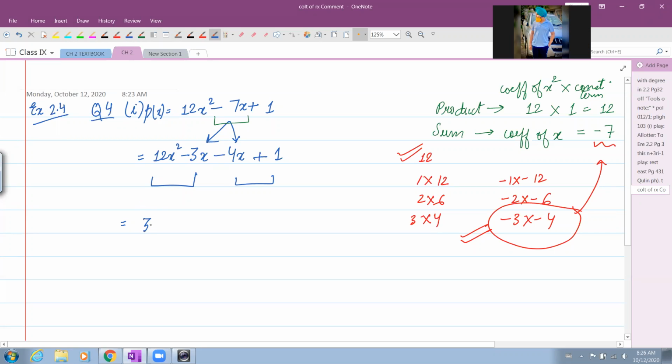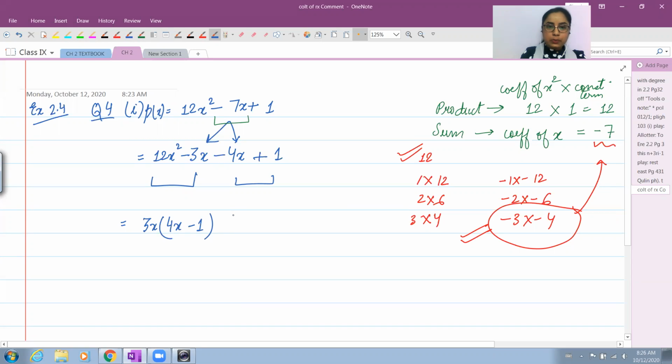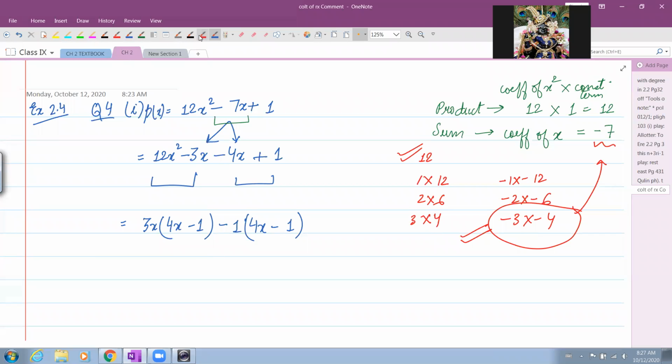3x. And what's the binomial that will be left? 4x minus 1. And from the next pair, I don't have anything common, so I'm taking minus 1. Yes, remember, the terms will change their signs.